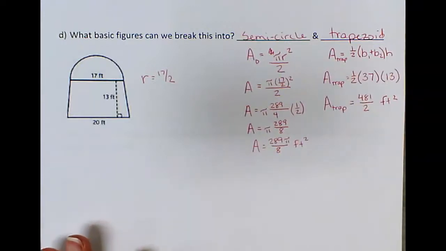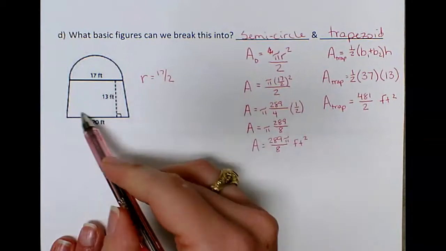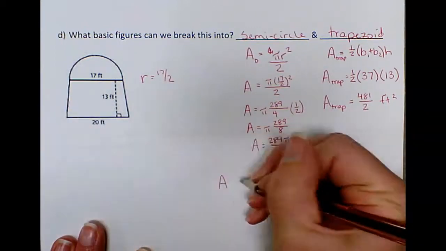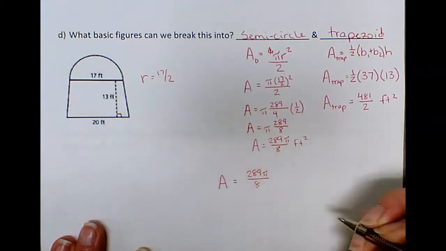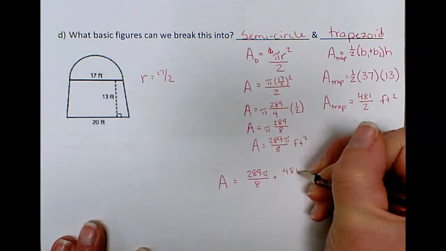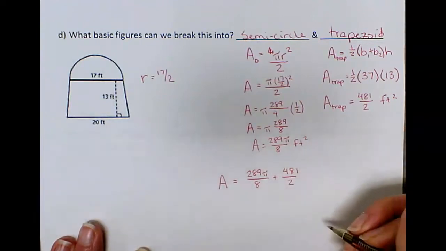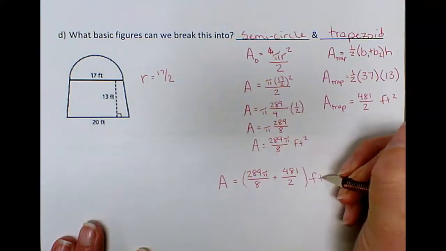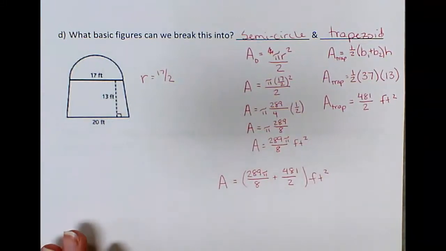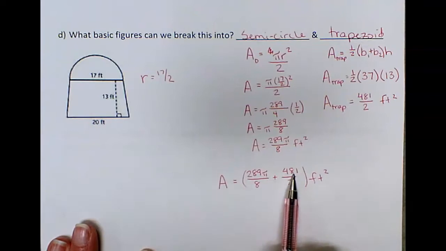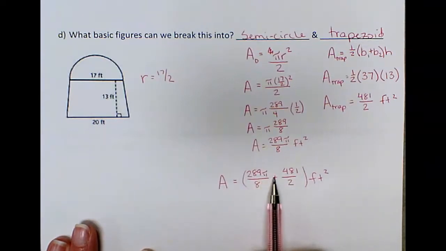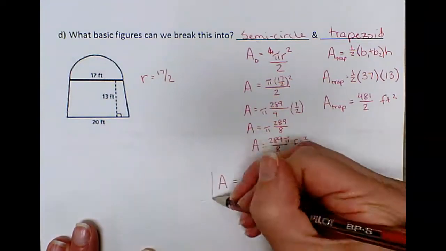So I'm going to add, because my composite figure is everything. So my area of the full composite figure is 289 pi over 8 plus 481 over 2. And I can leave this as the sum and then feet squared, or I could also create a common denominator, make this an 8 by multiplying by 4, multiply this by 4 as well, and then just have 289 pi plus 481 times 4 over 8, and that would be acceptable as well.